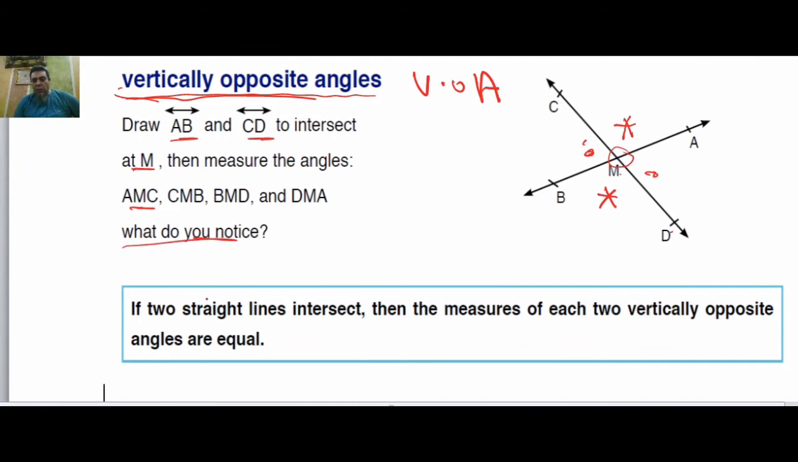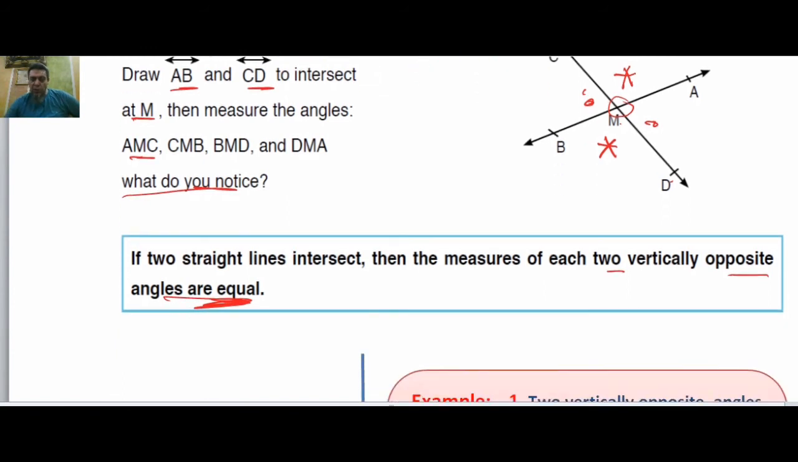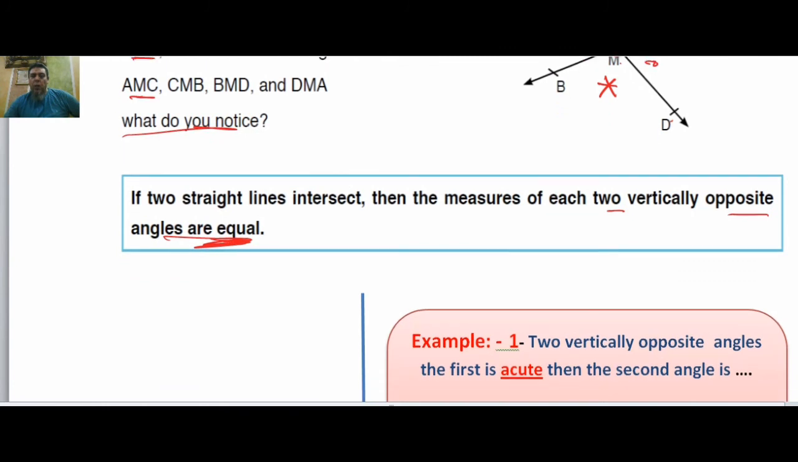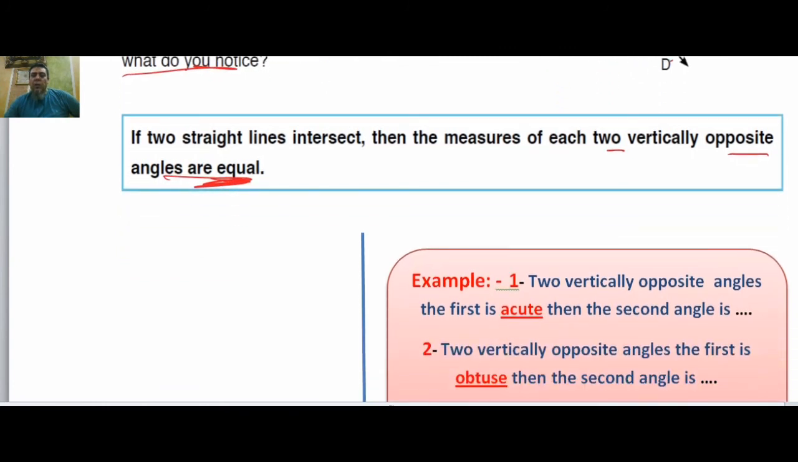We notice that if two straight lines intersect, then the measures of each two vertically opposite angles are equal. That's the definition. The two vertically opposite angles are equal in measure. So we have a note.